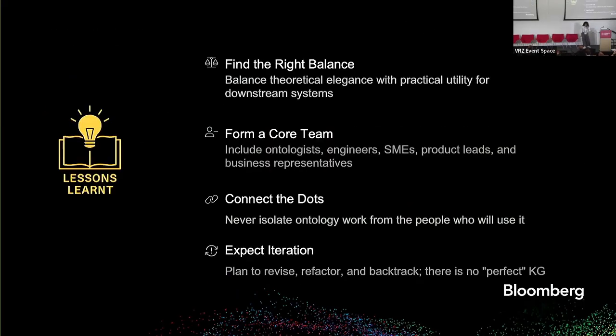All right, so we know who should get involved. We build our star team. Make sure you find the right balance between theory and practice. Make sure you form the star team. Make sure you connect the dots. Do not isolate your ontologists from the business and the engineers. Make sure they are all involved. Make sure there's knowledge transfer and good understanding. And of course, expect iterations.